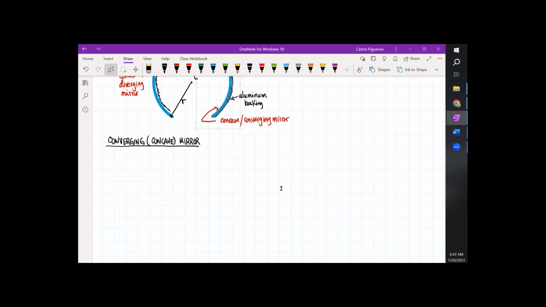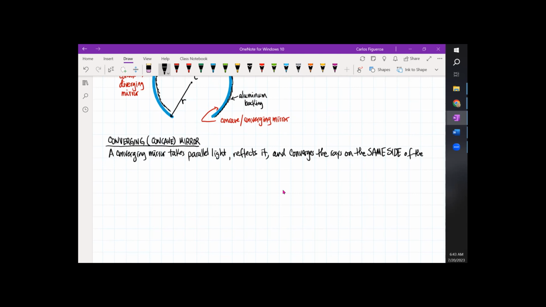So very similar to a converging lens, a converging mirror takes parallel light, reflects it, and converges the rays on the same side of the light source.